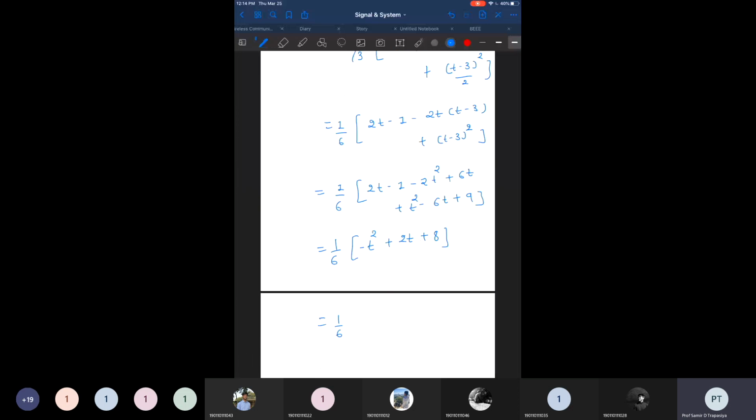Here we take minus as common, so it is left with t square minus 2t minus 8. Right, so this is the way we can find it.